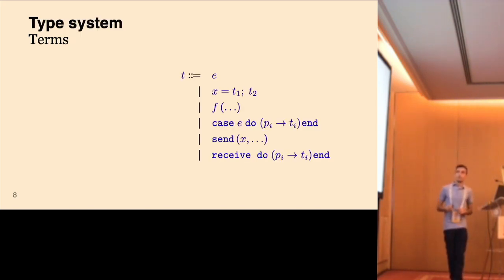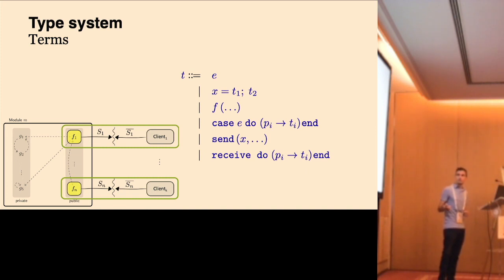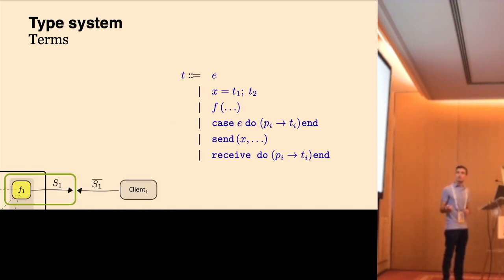I want to analyze it, show you a bit of the formal part of our tool now. First of all, if you recall this diagram, you have a module that has several functions, as we saw, and the body of the function will be a term t. A term can take the form of an expression, function calls, for example, branching via case, and it can also be send or receive.